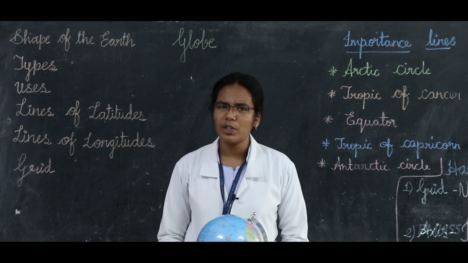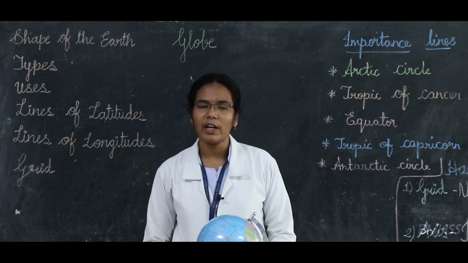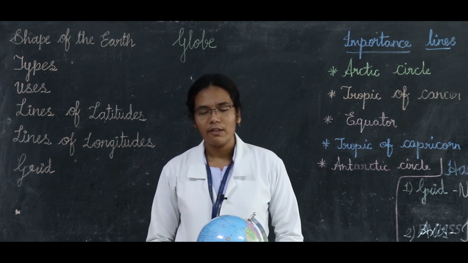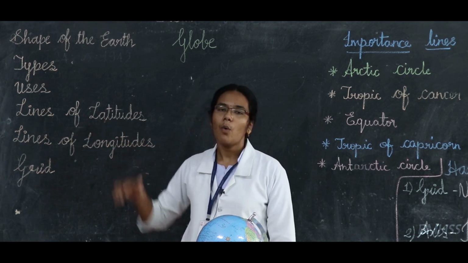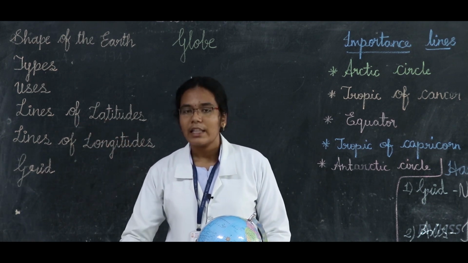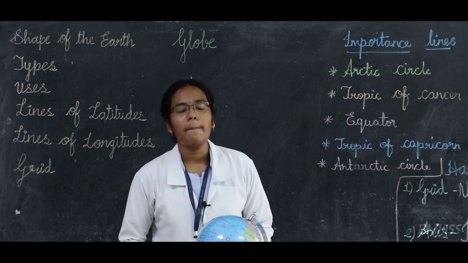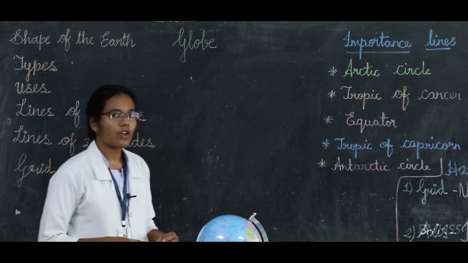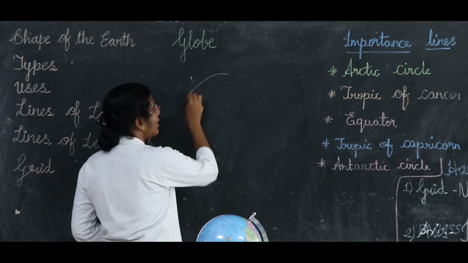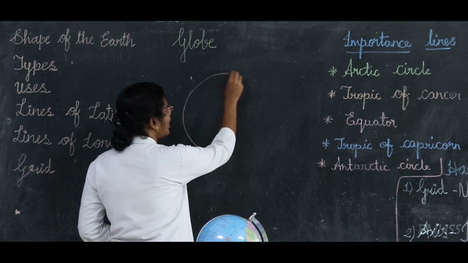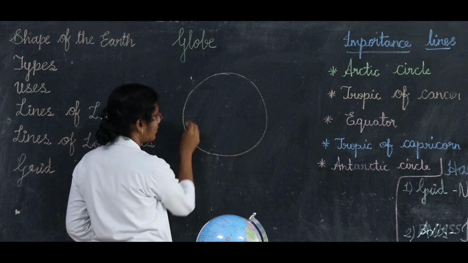Why do we need a globe, children? To see the position of countries and continents in the world. The next we are going to see is the lines of latitudes. What are lines of latitudes? The lines parallel to the equator are called the lines of latitudes.